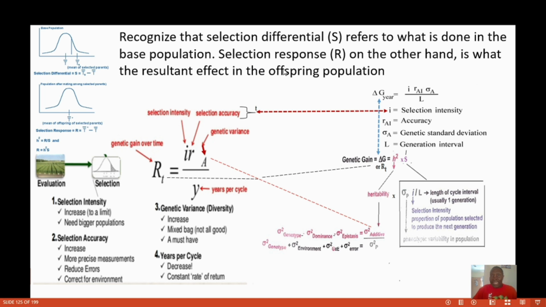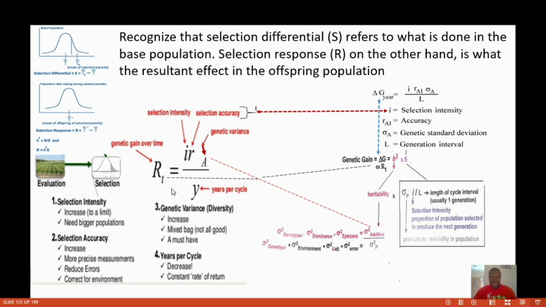The selection response R, which has to do with the genetic gain, is what is represented in this distribution here. And of course, as you shall see, when you have done the crossing, you grow them out here, then you undertake the process of selection. And therefore, when you are doing the selection in the offspring population, it is represented by these three formulae, which are extremely important for you to note.